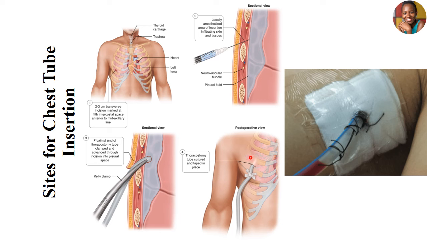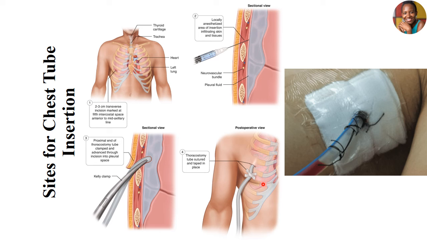So in this diagram here, you can see how the postoperative view looks. So the tube has been adequately inserted and it has used the required length. And in this, it has been secured with a tape onto the skin, but also there's a sutured area here of the tube into the skin so that it does not get dislodged out.